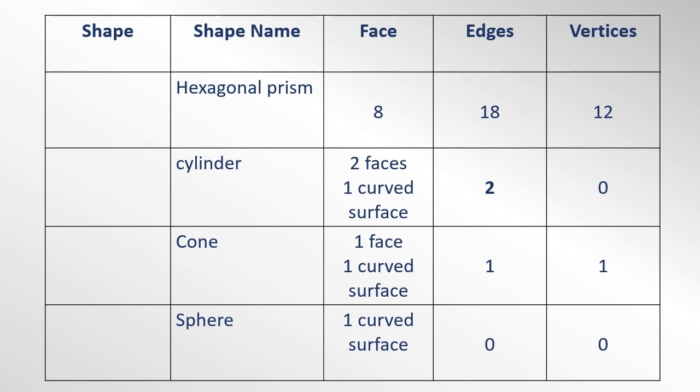The table continues. A hexagonal prism has 8 faces, 18 edges, and 12 vertices. We also observed that a cylinder has 2 faces and one curved surface. It also has two edges and no vertex. The cone also has one face and one curved surface. It also has one edge and one vertex. The last is the sphere. It has one curved surface but no edge and no vertex.